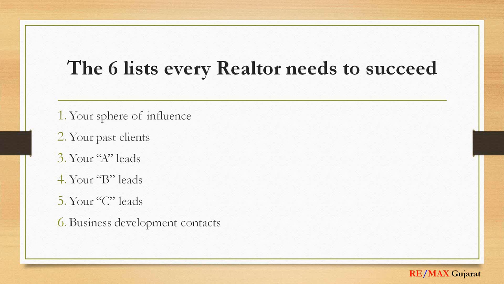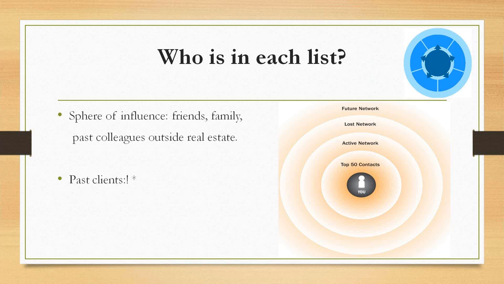One is your sphere of influence. We'll discuss this in detail. Your past clients. Those who are new, don't worry, they will come. Your A leads, your B leads, your C leads, and your business development contacts. So, as we discussed, these 6 lists: sphere of influence, past clients, A, B, C leads, and business development contacts. So, what comes in each list? Who is in each list?